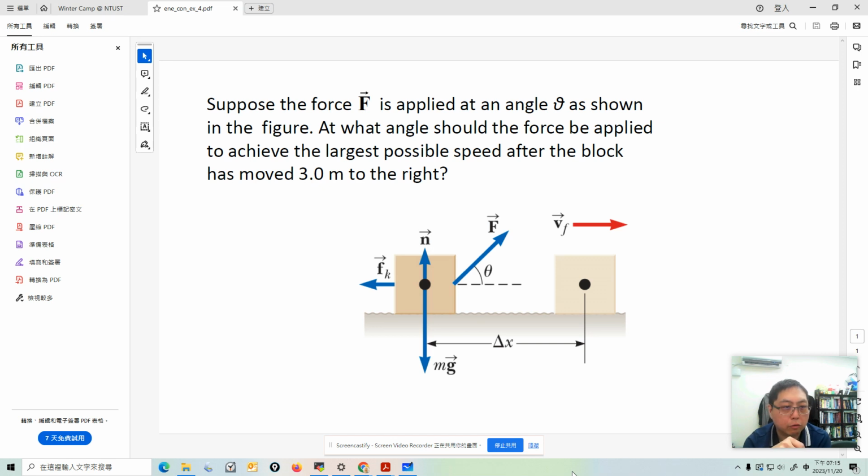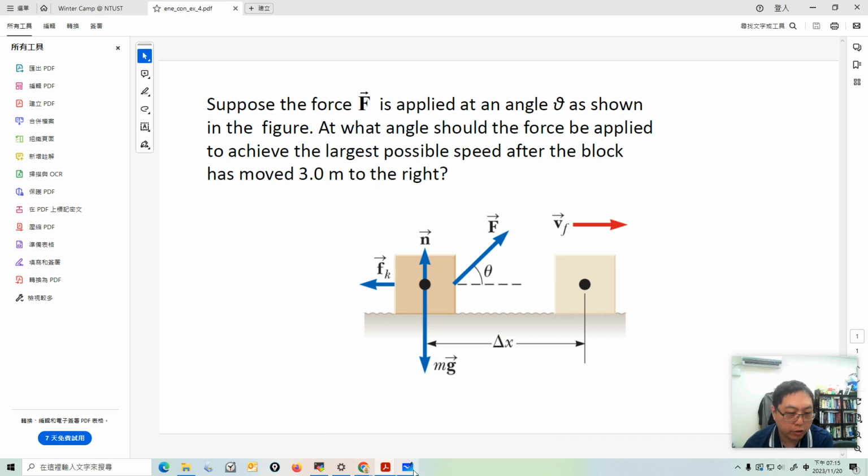And the problem asks, what is the optimum angle theta which can let you have the largest possible velocity after the block has moved 3.0 meters to the right? If you want to have maximum velocity after the object moves 3.0 meters to the right, what's the optimum angle theta?